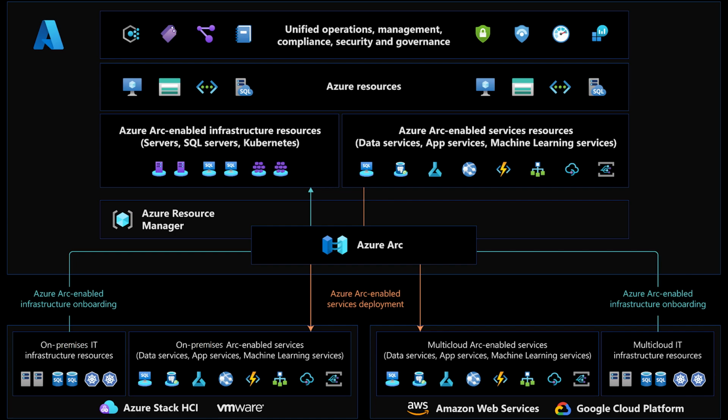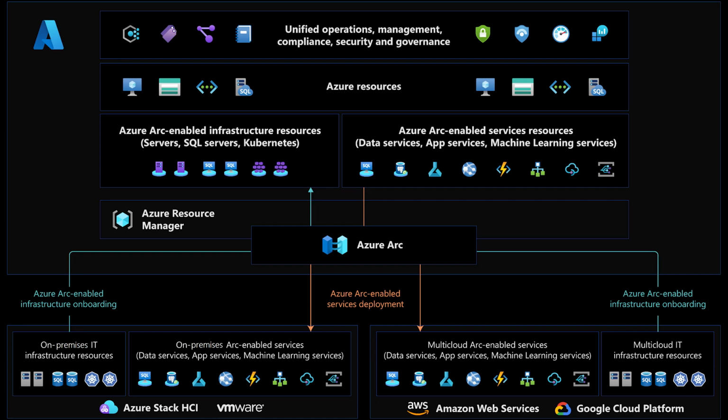With Azure Arc, you can extend the capabilities of Azure to your on-premises, edge, and multi-cloud resources such as servers, Kubernetes clusters, and data services, of course, like SQL databases. Azure Arc helps you to simplify your IT operations, enhance your security and compliance, and optimize your costs across your hybrid cloud. What about the benefits of Azure Arc?